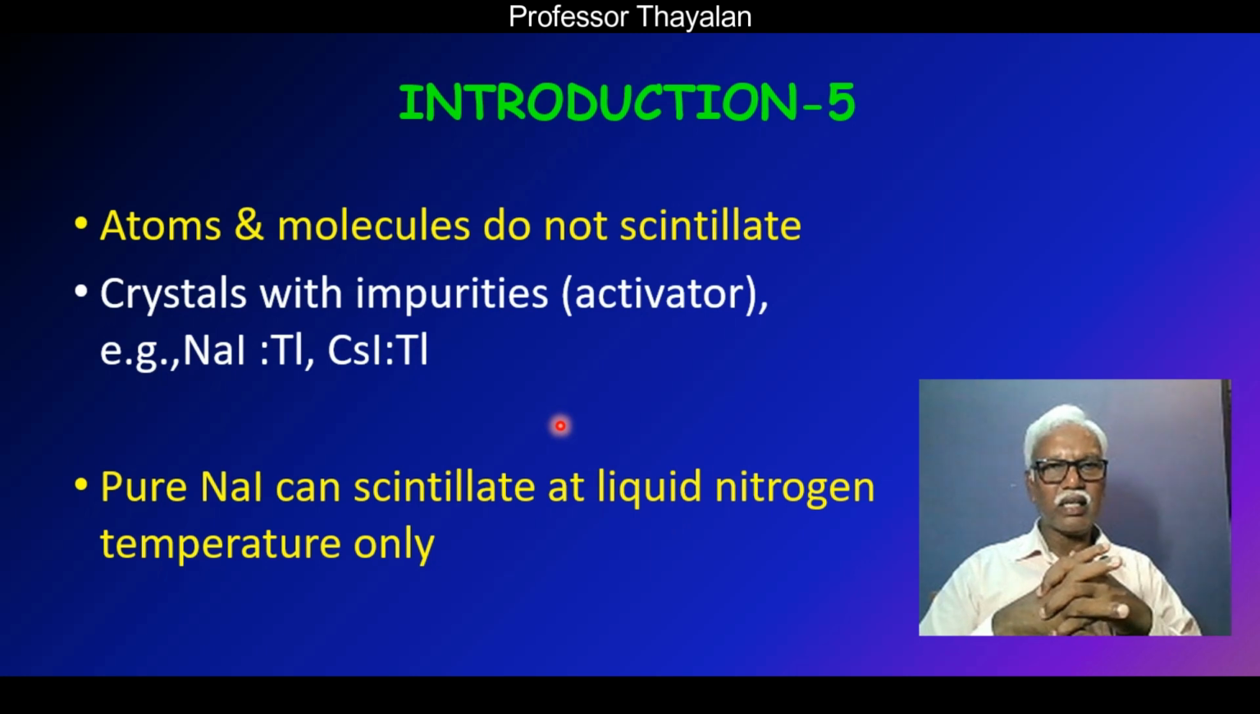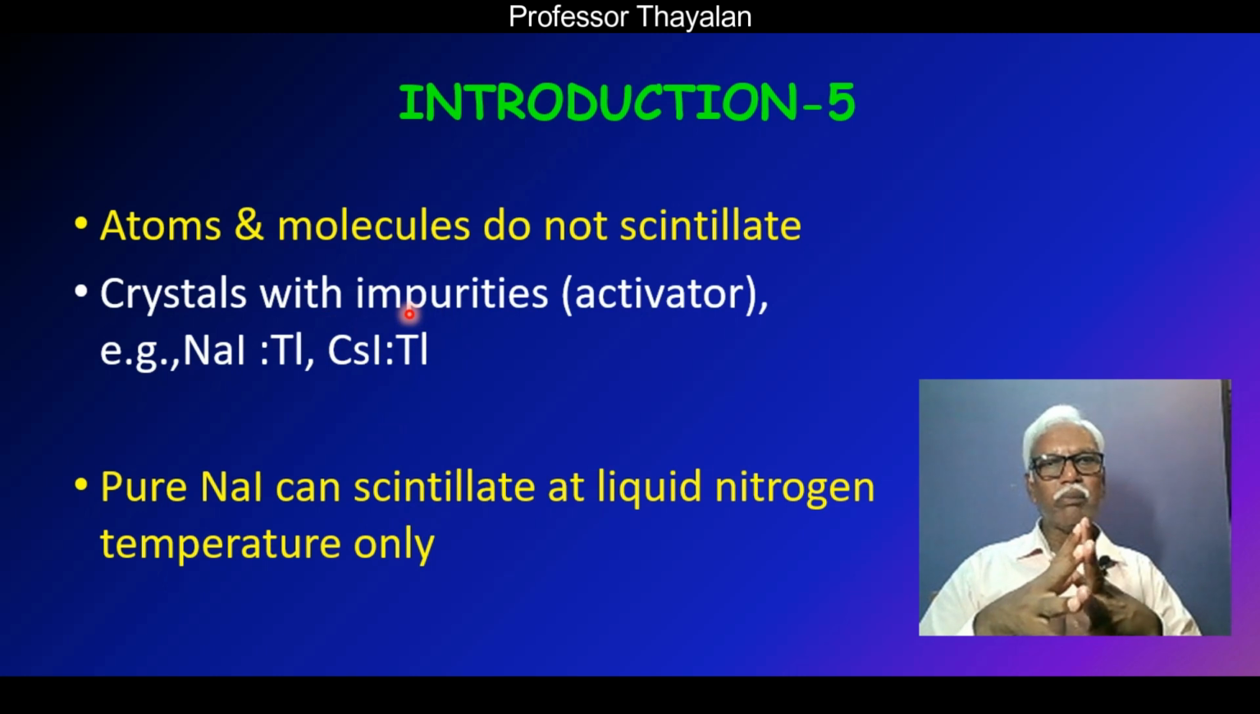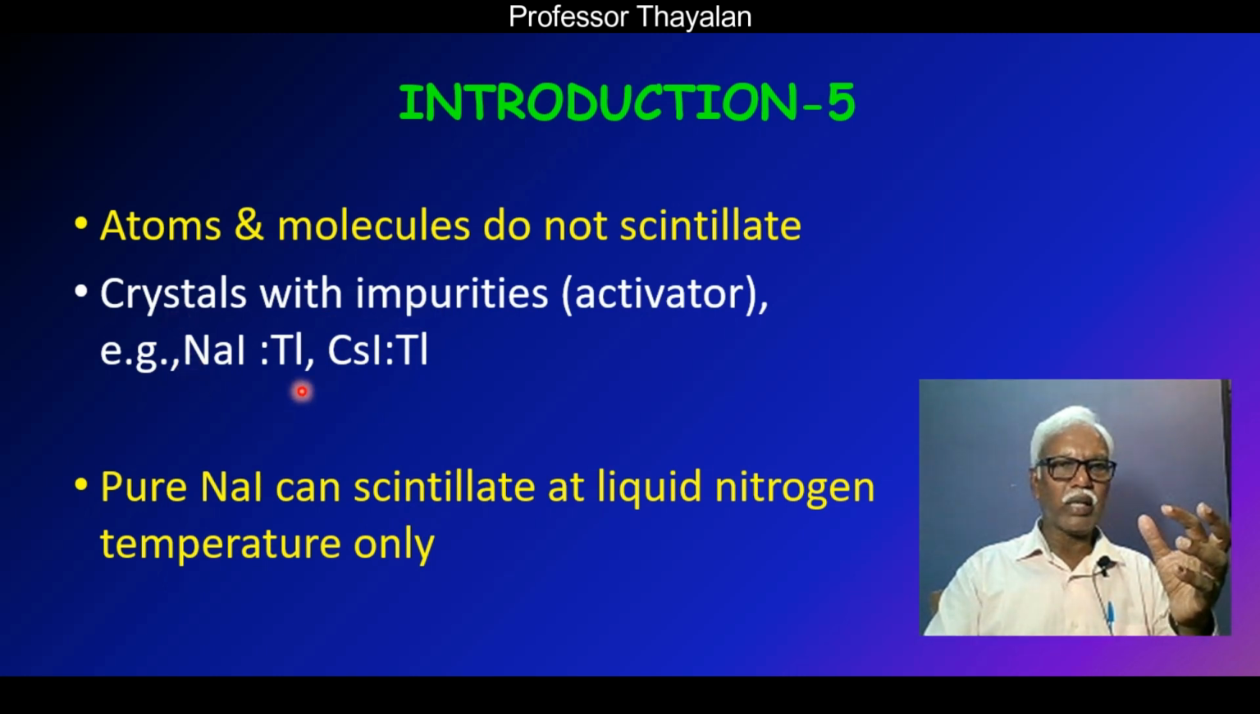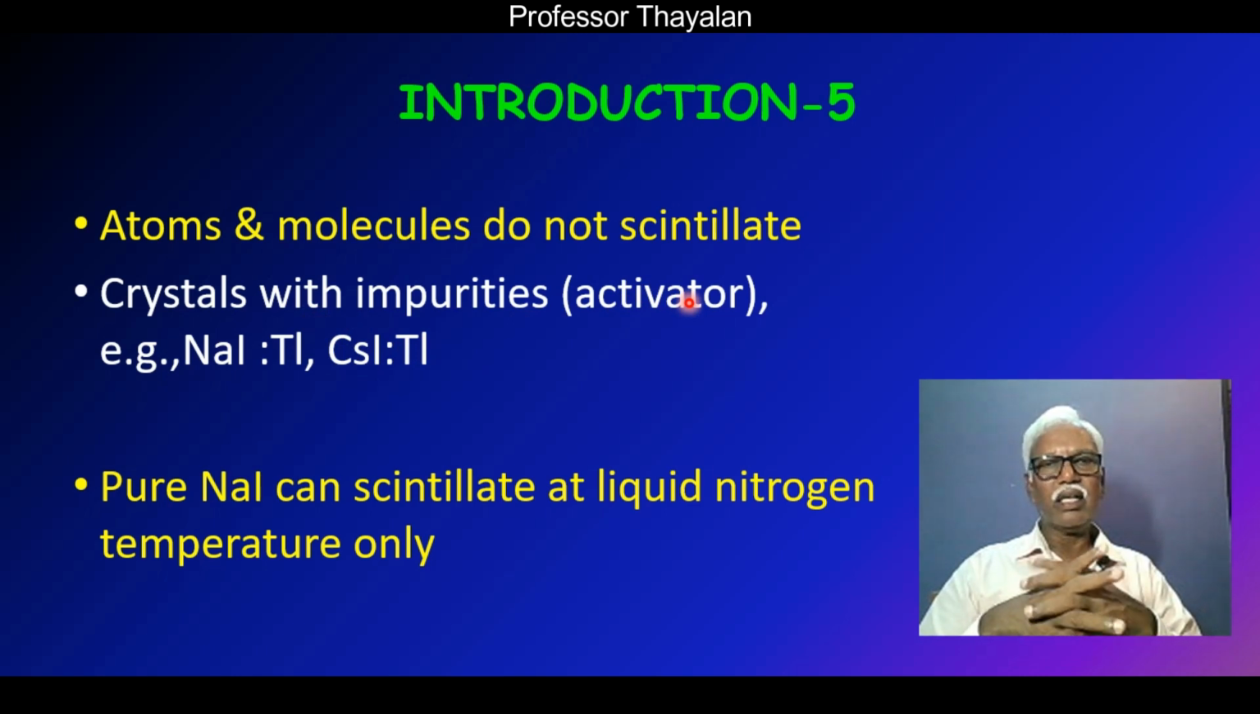Which materials actually scintillate? Atoms and molecules do not scintillate. Only crystals can scintillate. Even then, a pure crystal cannot do the scintillation because, for example, sodium iodide can scintillate in a pure state only at liquid nitrogen temperature. So always what we do is add impurities to crystals. For example, sodium iodide is added with thallium, and cesium iodide is added with thallium. This impurity we call the activator. These impurities are mainly responsible for the scintillation of the crystals.